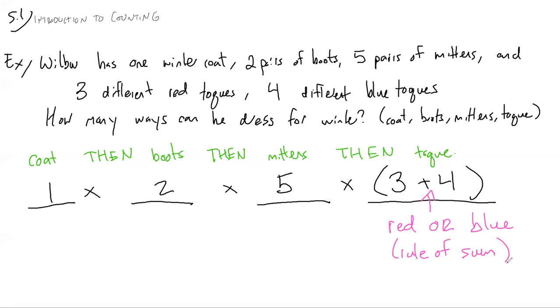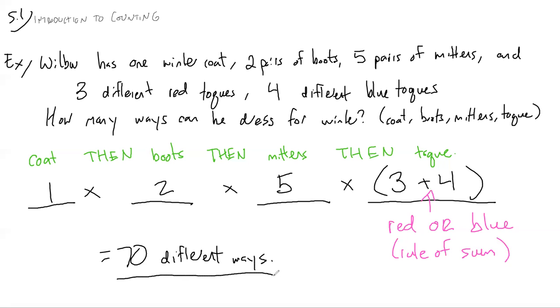So it's actually going to be 1 times 2 times 5 times 7. You could split it into 2 completely distinct cases and say the number of ways he could dress with red toques plus the number of ways he would dress with a blue toque. But what you'd see is it's actually just going to be sort of distributing or pulling apart the 3 plus 4 algebraically. It's the same number. So no matter how we count this, we should be getting 10 by 7 is 70 different ways.